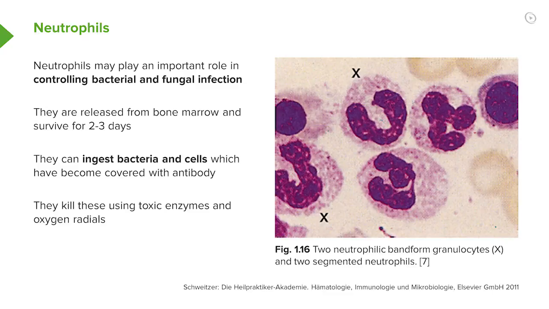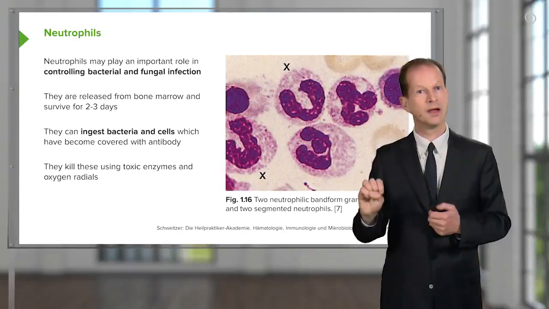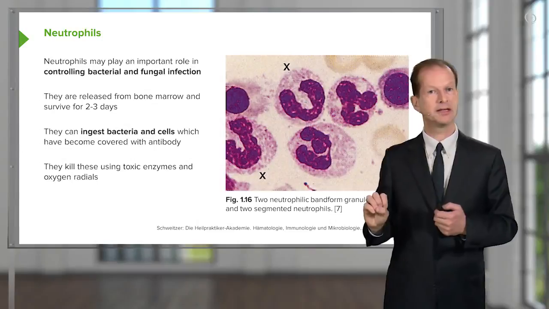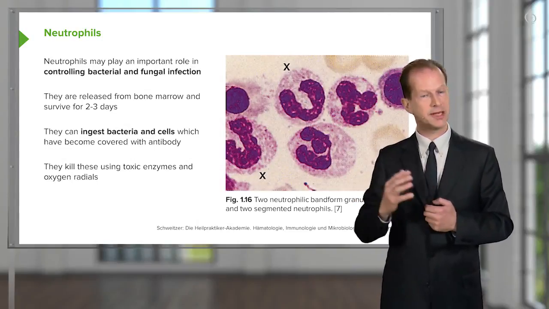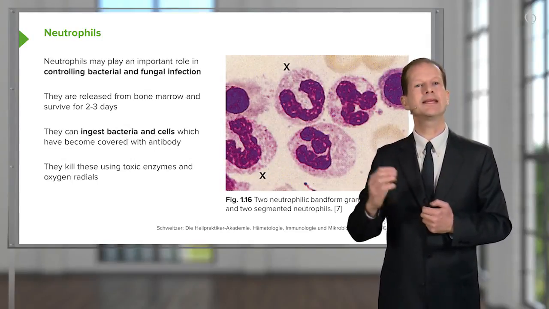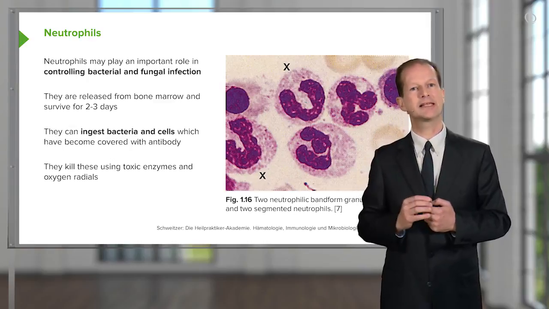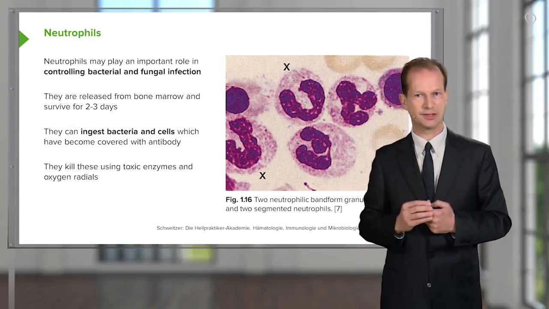As we'll see, they are released from the bone marrow and survive for around 2 or 3 days before entering tissues. They can ingest bacteria and cells which have become covered with antibody, acting as a signal for the ingestion and destruction of that cell. Once they've taken in bacteria and opsonized cells, as these cells with antibody are called, they can then kill them using toxic enzymes and oxygen radicals.